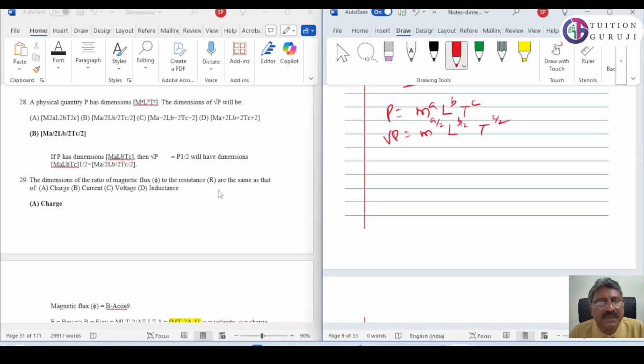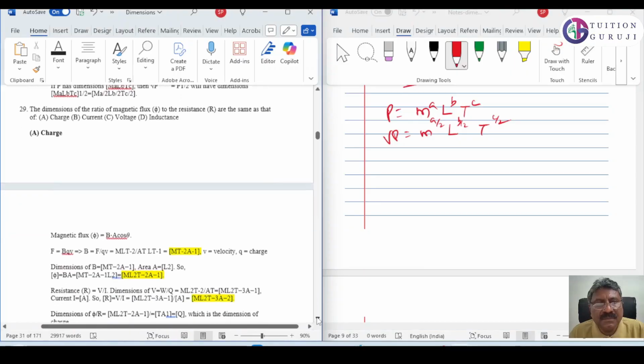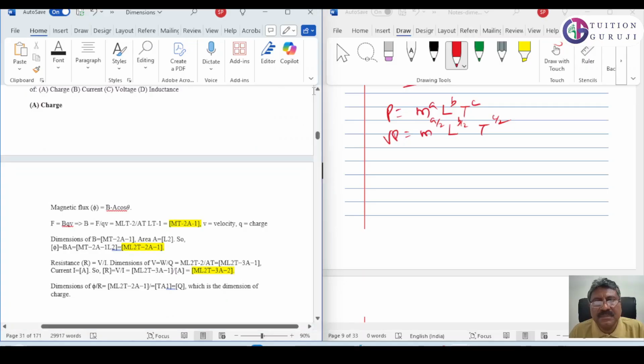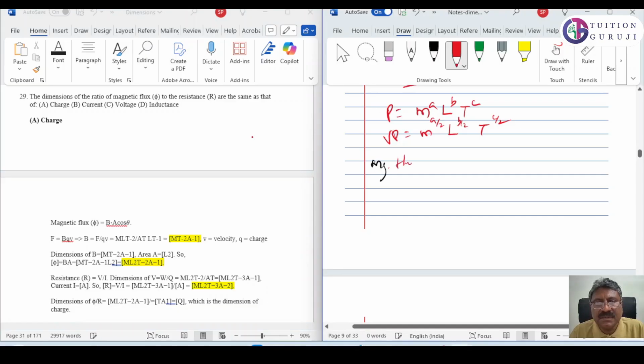Okay. Then next one, the dimensions of the ratio of magnetic flux to the resistance R are the same as that of. So we have to find out what is magnetic flux. Magnetic flux is equal to B A cos theta. We have to find out B. F is equal to BQV, which implies B is equal to F by QV.